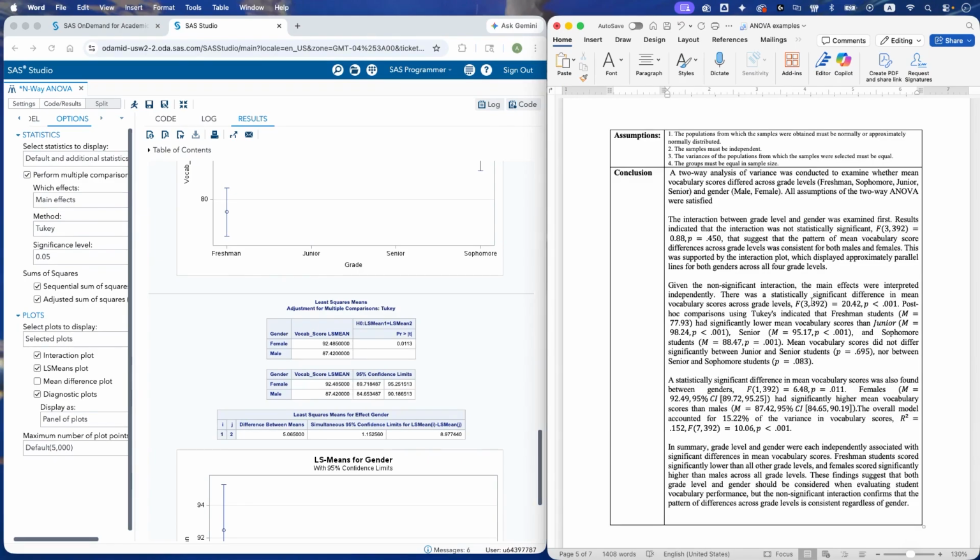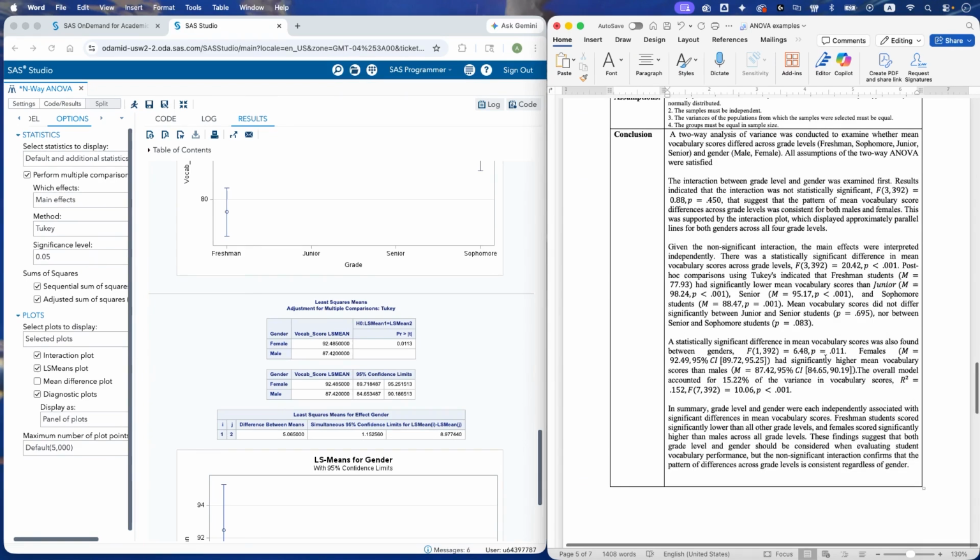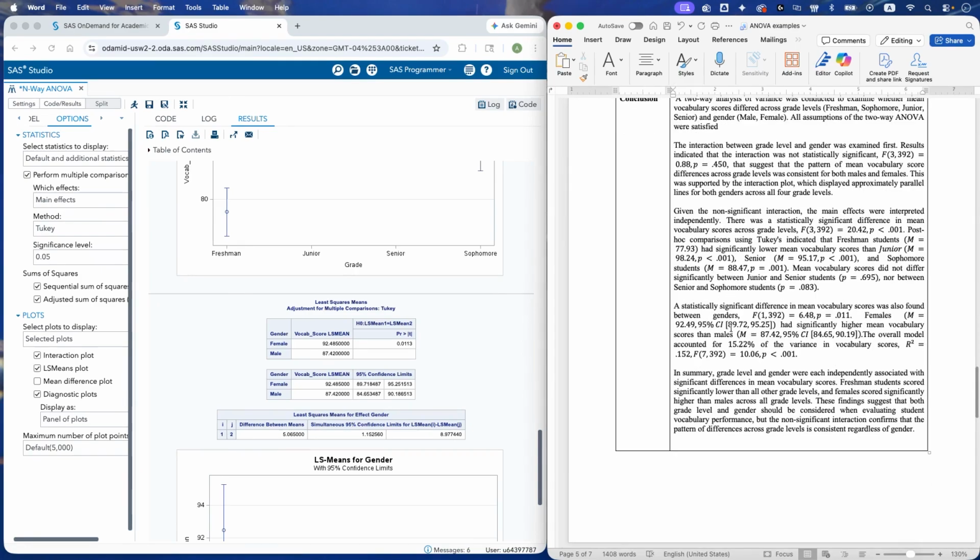To know where the differences are, we conducted post hoc comparison with Tukey tests. We found that the freshman students had a significantly lower mean compared to the junior, senior, and sophomore. But the mean vocab scores did not differ significantly between junior and senior, or between senior and sophomore. Also, we found that there is a statistical difference between the mean scores of the two genders, male and female. And we found that the females scored higher than the males.